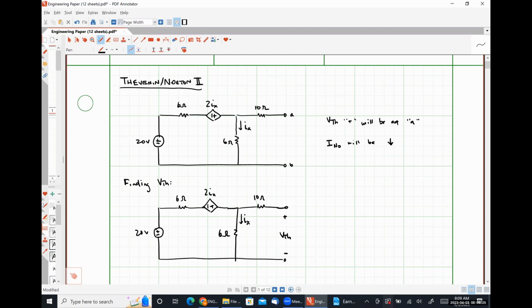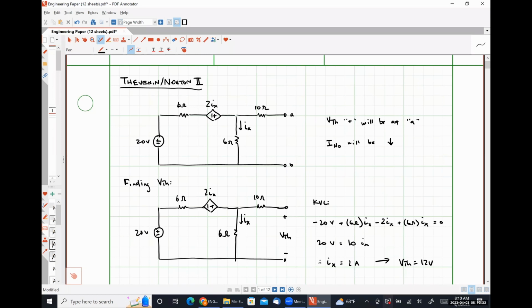So how could we solve for that voltage? We find IX, IX times 6 ohms will give us our Thevenin voltage. Absolutely right. How can we find IX? KVL, absolutely, right? So if we wrote a KVL equation, we would have negative 20 volts plus 6 ohms times IX minus 2 IX plus another 6 ohms times IX is equal to 0, which means 20 volts is equal to 10 IX. IX is 2 amps. And V Thevenin is 12 volts.